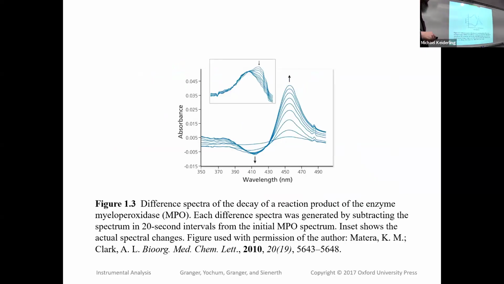And here is the decay of a reaction product of the enzyme myeloperoxidase. Each spectrum was generated by subtracting the spectrum, at 20-second intervals, from the initial spectrum. So this is the actual spectrum, and these are the differences. You can see how these are changing. You can use that to study how a reaction is proceeding.